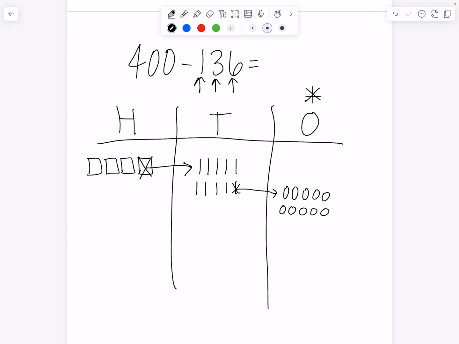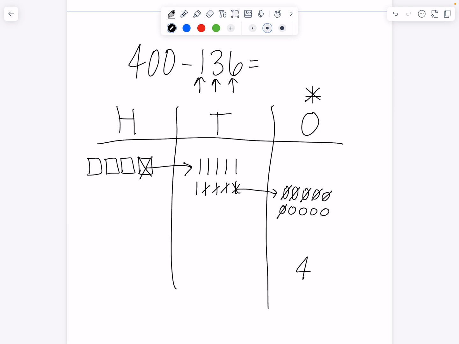Let's cross out 6. 1, 2, 3, 4, 5, 6. How many did that leave me with? 4. All right, now I've actually started doing some subtraction. All right, looking at the tens, I have to take away 3. Let's cross out 3. 1, 2, 3. Remember that the one that I decomposed does not count. I didn't subtract that one. All I did was decompose it.